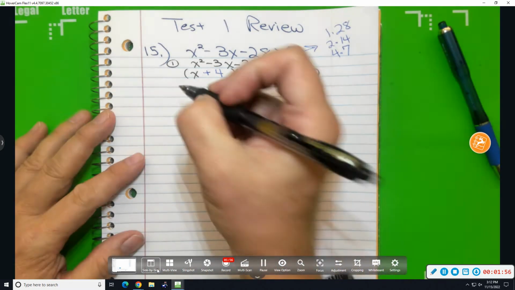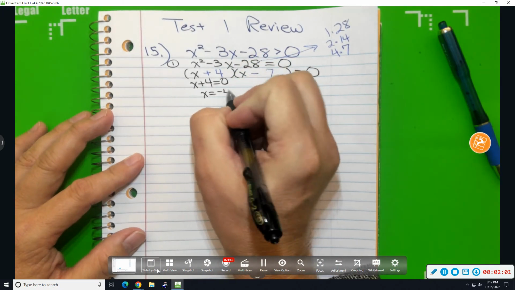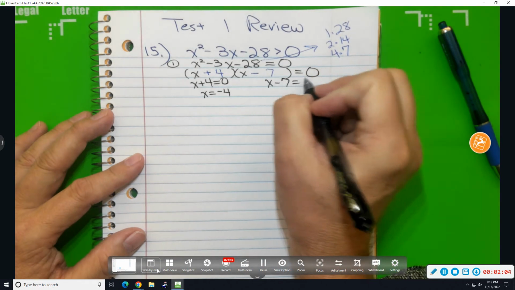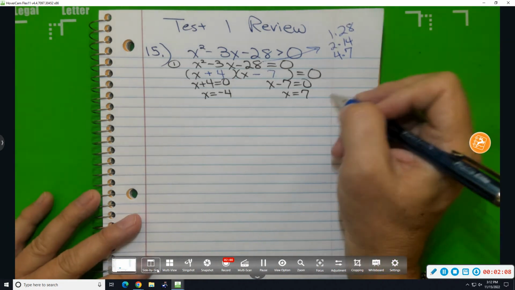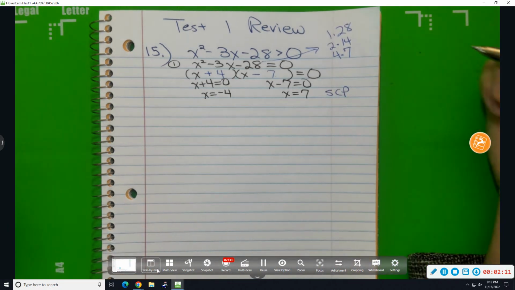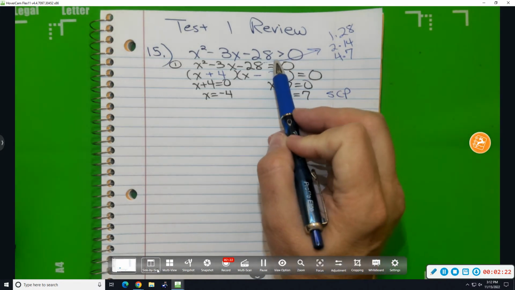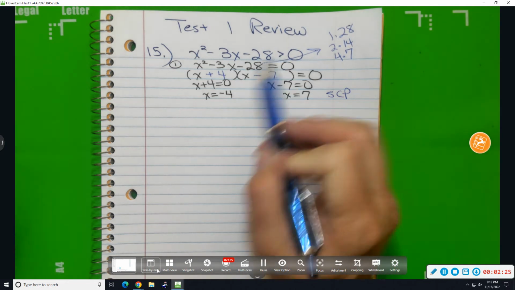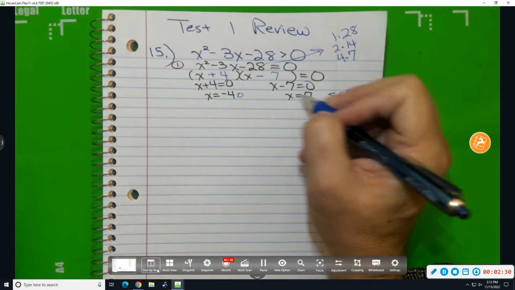Setting each factor equal to 0, we get negative 4 and positive 7 for my solution cut points. For solution cut points, they'll either be labeled open or closed circles. In this case, which one is it? What do you look at? Right there, there's no equality, so you don't shade in these things. The solution cut points will be labeled with open circles.